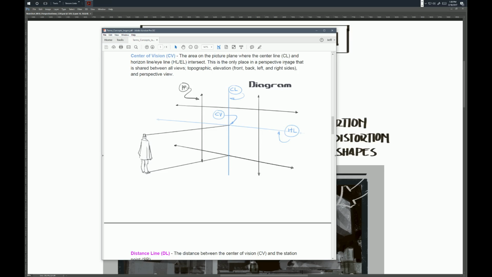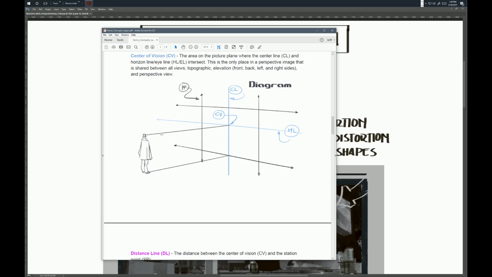This is the only place in a perspective image that is shared between all views. That's topographic elevation, front, back, left, right sides, and the perspective view. This is the only place in all of those views that is shared. And that's important for many reasons, but we'll just say that the cone of vision is where the line of sight meets the picture plane.